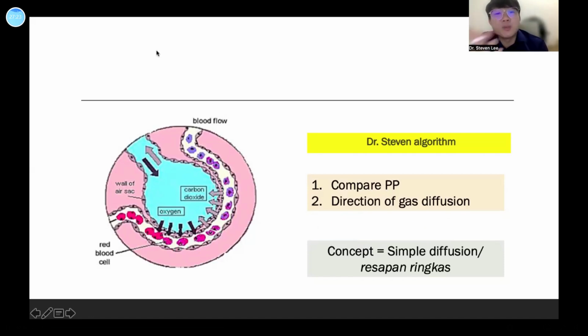Diffusion is what? Everything is diffusion. Osmosis also is diffusion. Facilitated diffusion also is diffusion. Which diffusion? They won't ask the meaning of diffusion. What is diffusion? Diffusion is movement only. No meaning one.